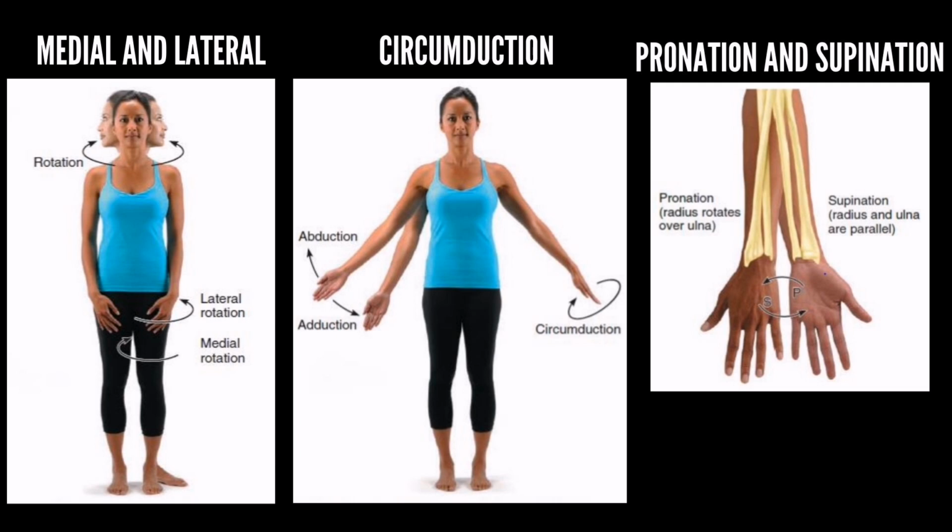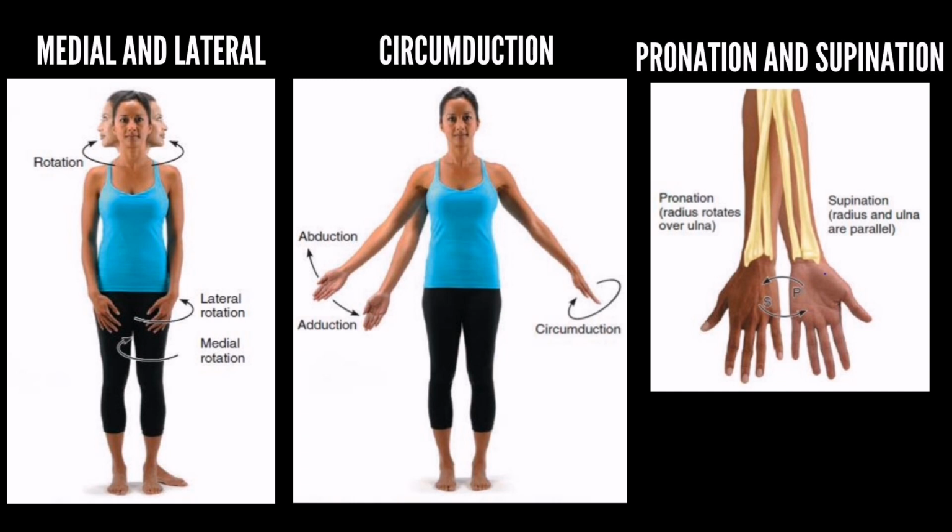Medial and lateral. Medial is the internal rotation. It refers to the rotation towards the axis of the body. The lateral is the external rotation. It refers to the rotation away from the center of the body.